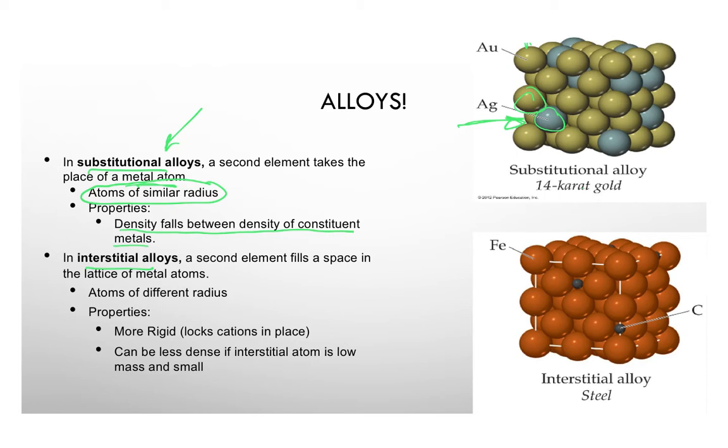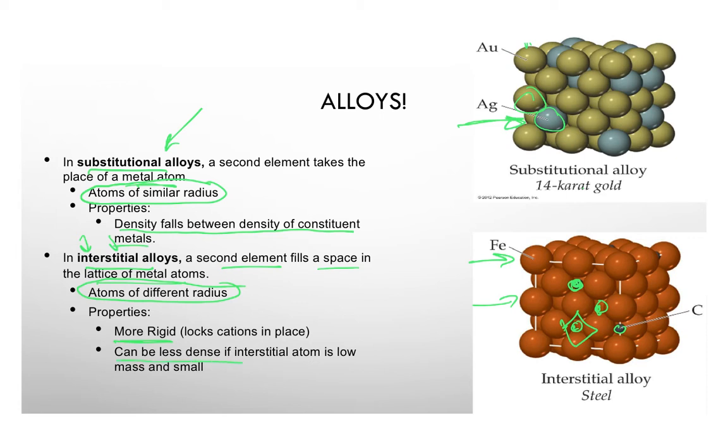Interstitial alloys happen where you have a second element filling a space between metal atoms. And this usually happens where we have atoms of different radius. So in this particular case, you've got a whole bunch of iron atoms in steel, and then you slip a carbon atom into the little spaces in between them. Okay, that's interstitial. It's in between the spaces. It tends to be more rigid because these little atoms that you're sticking in between tend to lock the other cations in place. It gives them less room to move around, and so it stiffens the whole thing up.